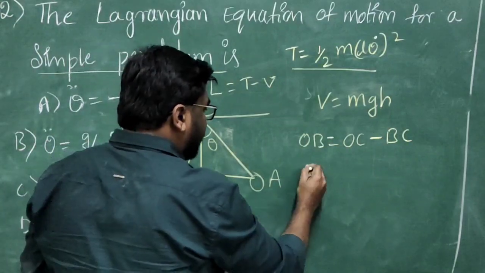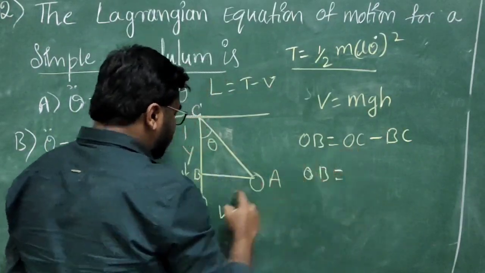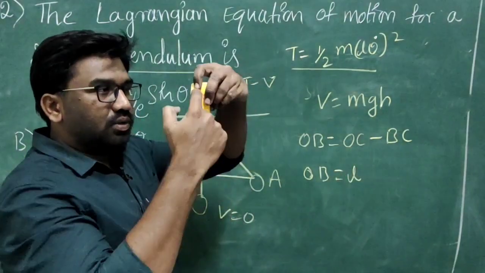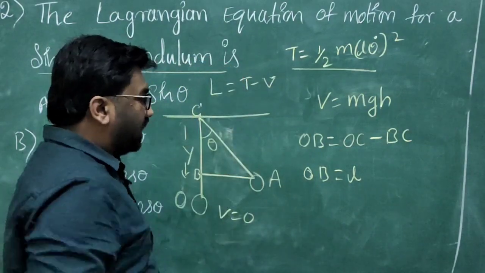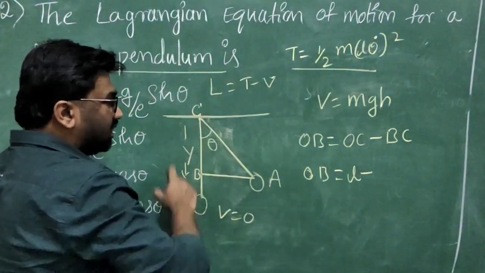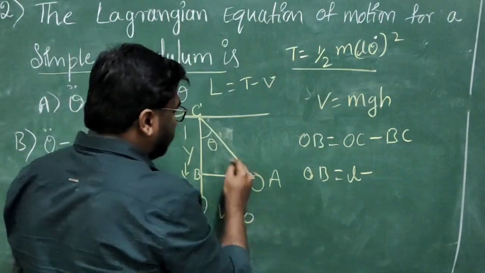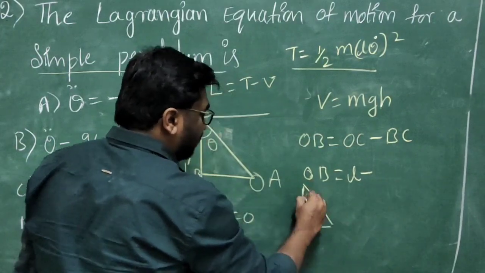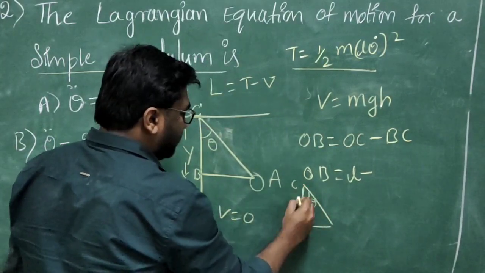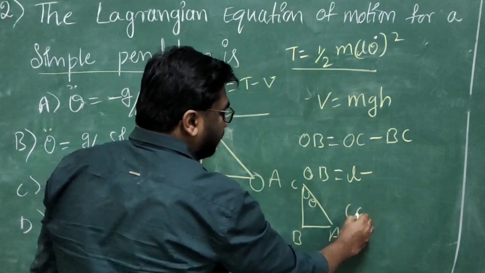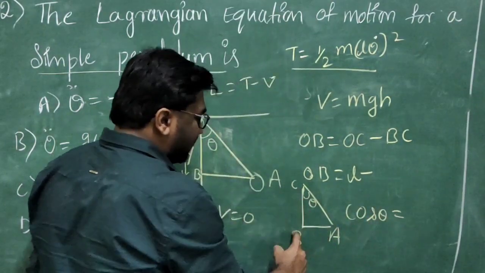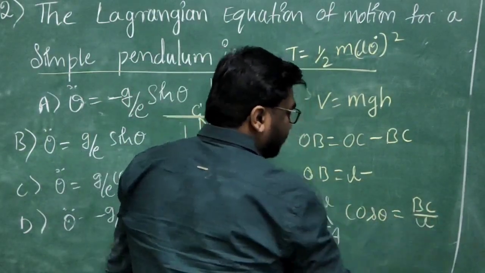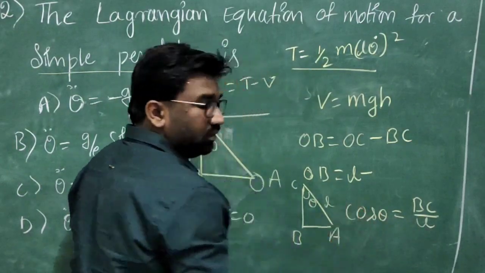So then OB is equal to, what is OC? OC is nothing but the actual length, so the length of the pendulum, L. Next, L minus BC. So what is BC? We should calculate BC. From this right angle triangle, if this is theta, this is C, this is B, this is A, then cos theta is equal to the adjacent side BC divided by the hypotenuse L, then BC is equal to L cos theta.